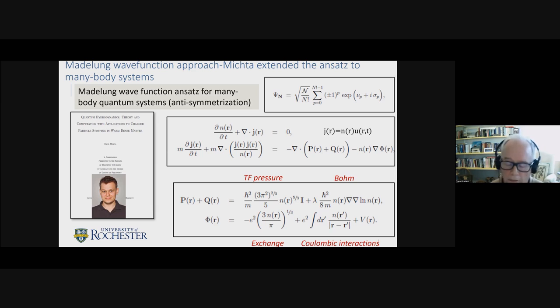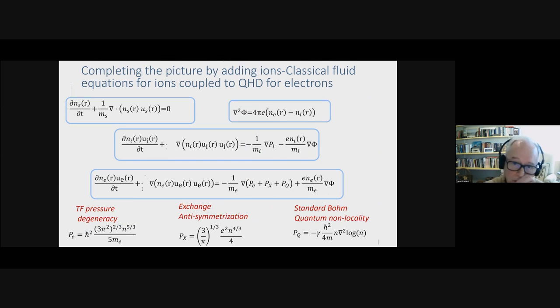So this now starts to look like something we want to focus on when we apply quantum hydrodynamics to plasmas. And so just summarizing what these equations would look like if we included ions, we'd have a continuity equation, we'd have a Poisson equation, we'd have a momentum equation for the ions, and then we'd have an electron, what I would call a quantum hydrodynamic equation that includes Thomas Fermi pressure, that's due to degeneracy. We'd have an exchange term, this simple form is due to Dirac, due to wave function anti-symmetrization. And you have quantum non-locality, which is the standard Bohm term. And so this would be a set of equations that we are going to now use to apply to hydrodynamic systems.